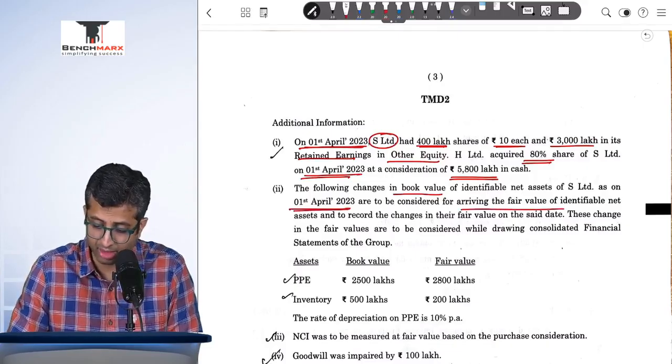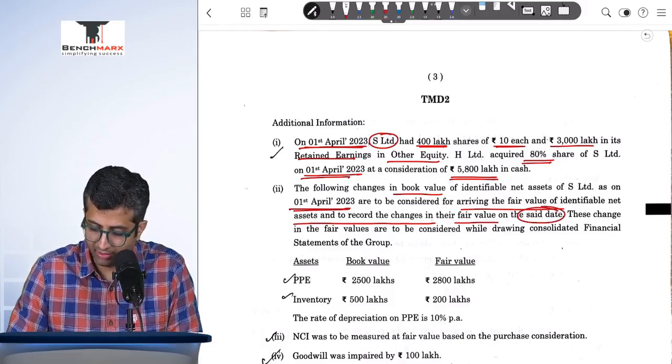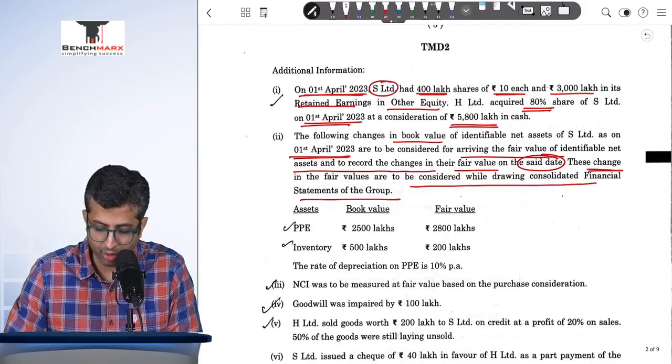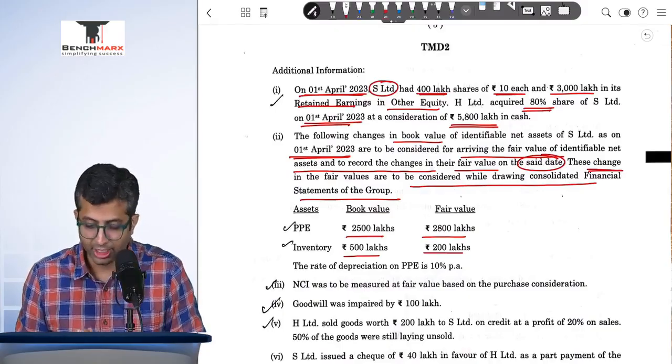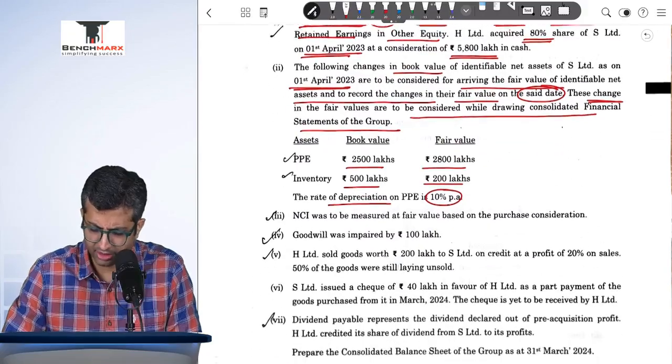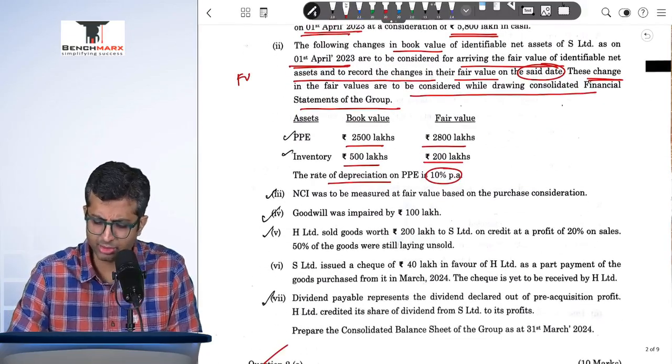Following changes in the book values of identifiable net assets of S as on 1st April 23 were considered for arriving at the fair value of net assets to record the changes in fair value on the said date. These changes in fair value are to be considered while drawing the consolidated financial statements. So you have been given for PPE as well as inventory the book values as on that date and the fair values as on that date. So there will be a bit of adjustments. The rate of depreciation for PPE is 10%. Perfect. This is a fair value adjustment.